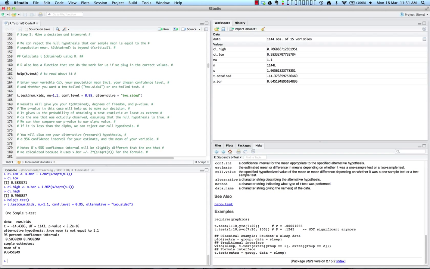So here you will also see your alternative hypothesis, that the true mean is not equal to 1.1, and a 95% confidence interval and the mean of your variable in this case. So t.test gives us a lot of information.